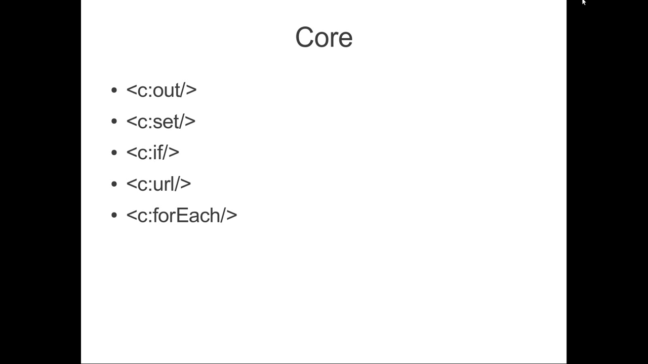We have a bunch of our conditional logic built into the core library. So if, else if, there's a choose, and so on. There's looping built in. Skipping down to the forEach, there's looping built in. And c:url is a very powerful one.